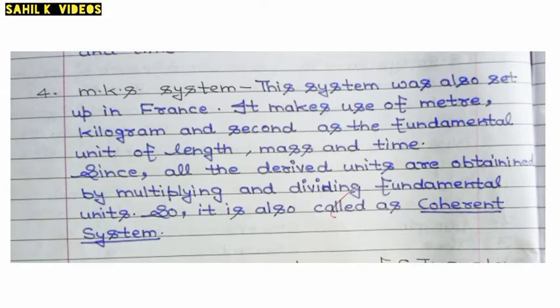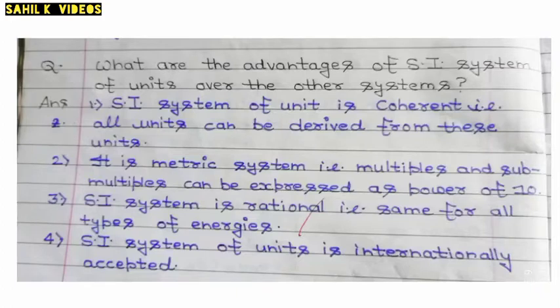The next one is MKS system. The units of this system are meter, kilogram and second. Most of the time we use SI system of units because this system of units is internationally accepted and all the units can be derived from these units.